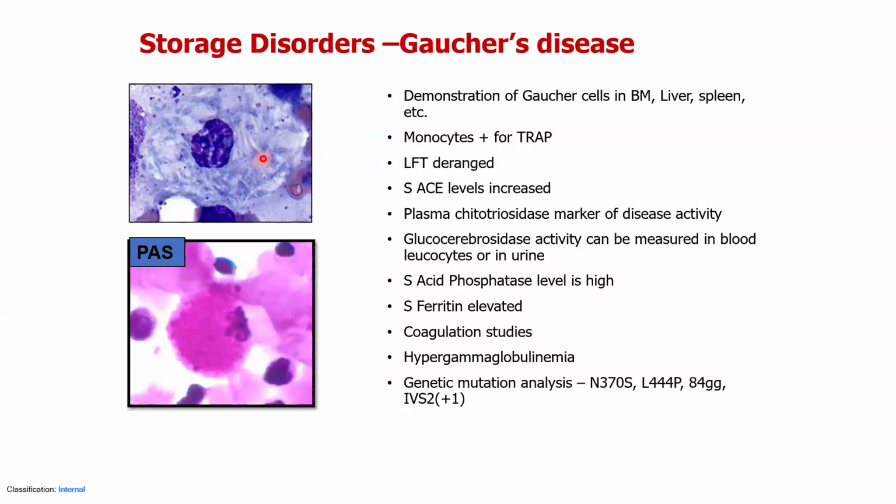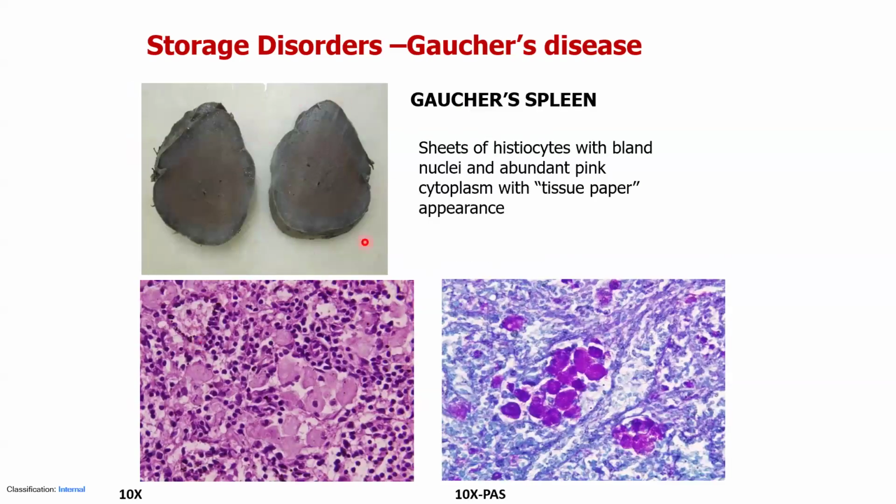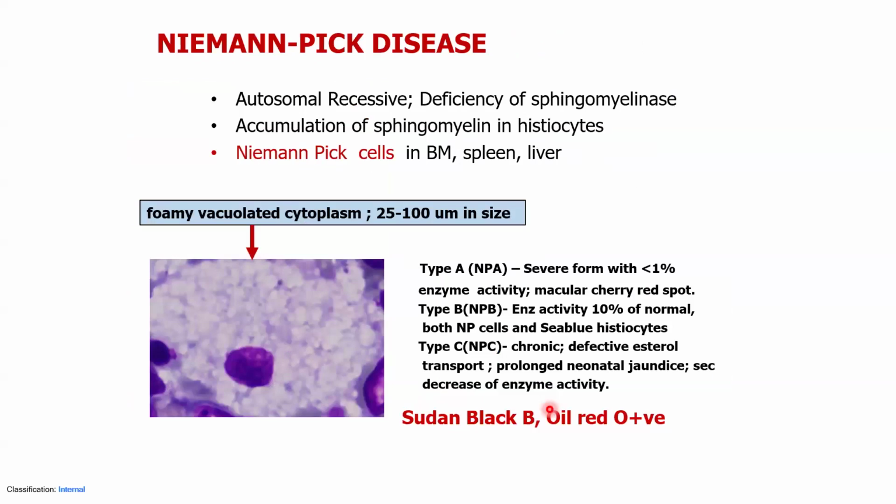They are TRAP positive, and associated biochemical investigations in these cases would be deranged LFT and serum angiotensin converting enzyme levels increased. Acid phosphatase level and ferritin are also high, and they show hypergammaglobulinemia. They also can be picked up with PAS stain. This is a bisected Gaucher spleen, and it shows sheets of histiocytes with bland nuclei and the tissue paper appearance of the macrophages. And this is PAS positive.